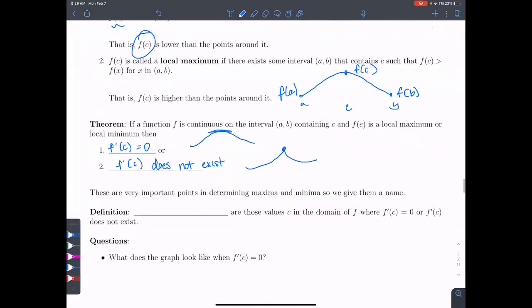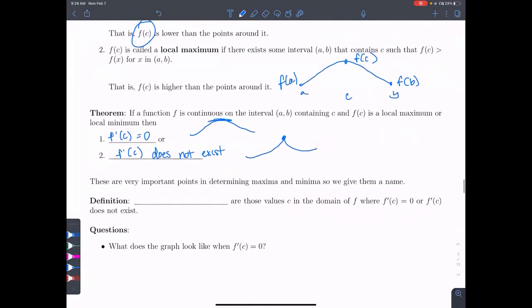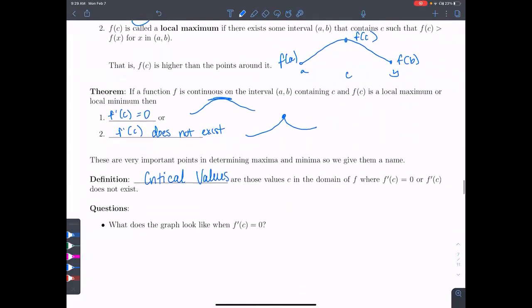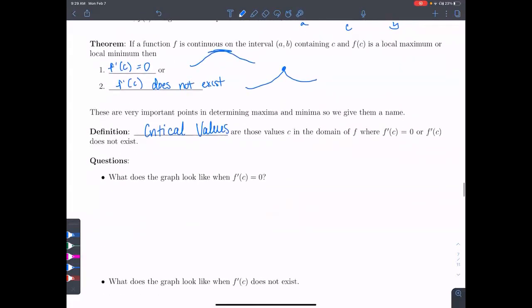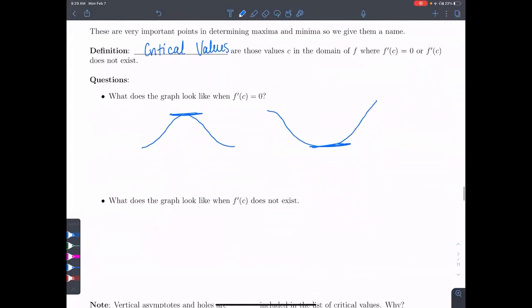Okay, these are very important points in determining maximas and minima. So we give them a name. Those are called critical values: those values c in the domain of f where f prime of c is 0 or f prime of c does not exist. What does the graph look like when the derivative is equal to 0? That would be like this, or like this, where the tangent line would be flat.